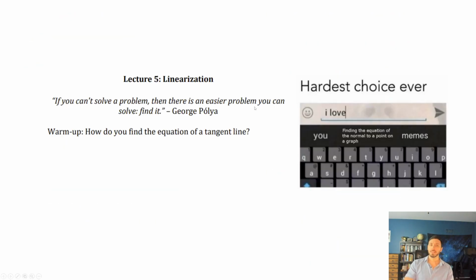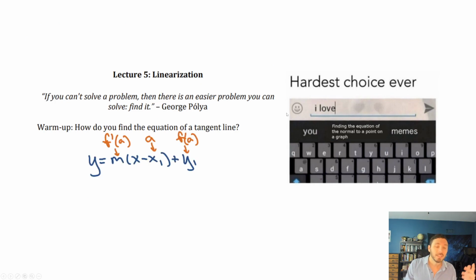So how do you find the equation of a tangent line? Just starting with that right off the bat. 3, 2, 1. You know how it goes. It's just point slope. You plug in your derivative evaluated at your desired value for m. Desired x value is just your x1. And then calculate the function at that desired x value for your y1.